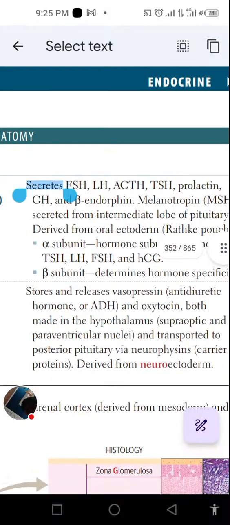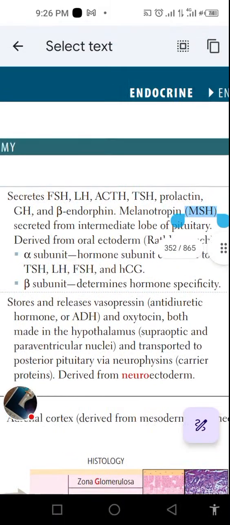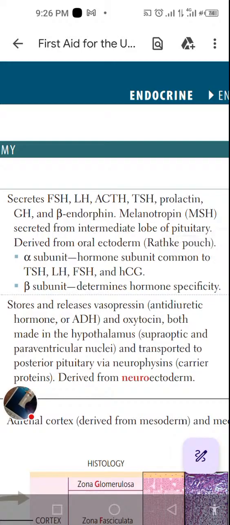Now the anterior pituitary gland secretes FSH, LH, ACTH, TSH, prolactin, growth hormone, beta endorphins, and melatonin, the last secreted from the intermediate lobe of the pituitary gland. These are derived from oral ectoderm, Rathke's pouch. They have alpha subunits that are common to TSH, LH, FSH, and HCG. Beta subunits determine hormone specificity. So this is a very important thing to memorize, that the anterior pituitary gland releases FSH, LH, ACTH, TSH.